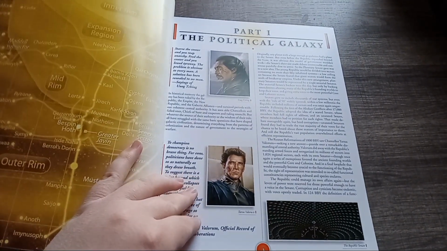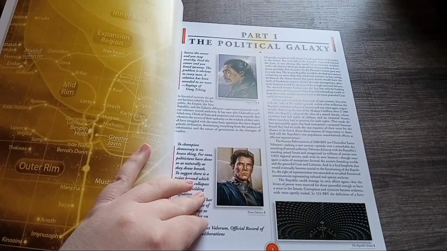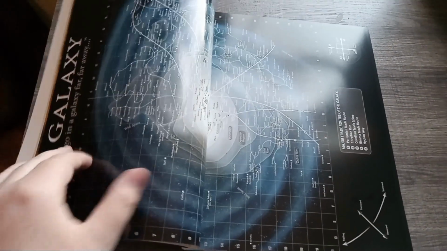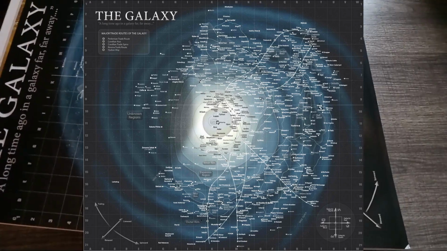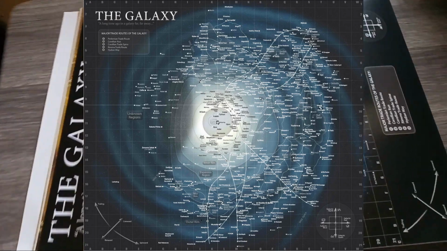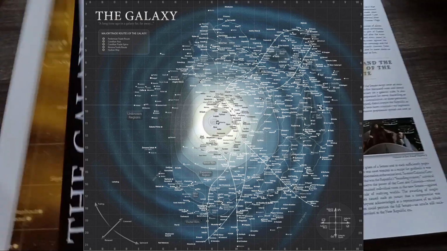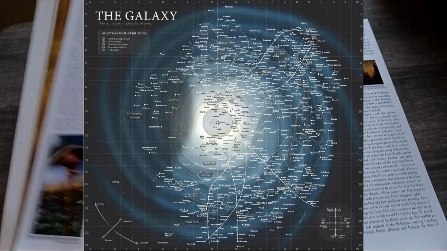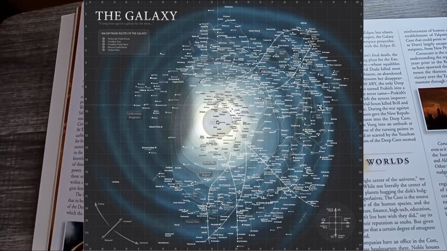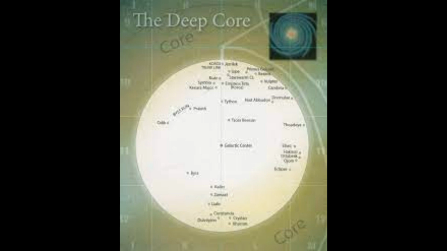Alright, so the Atlas begins. It's divided into three parts. Part one is the political galaxy, and that kind of goes over various factions and stuff. This book has tons of maps and star charts and everything. You'll get to see where every planet is in relation to other planets, and you'll see the core and the outer rim and everything in between.